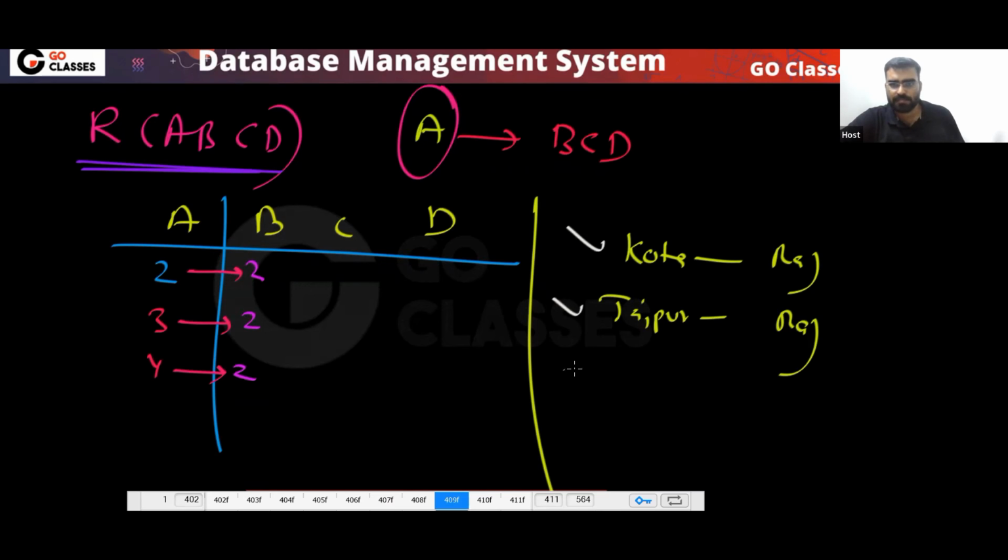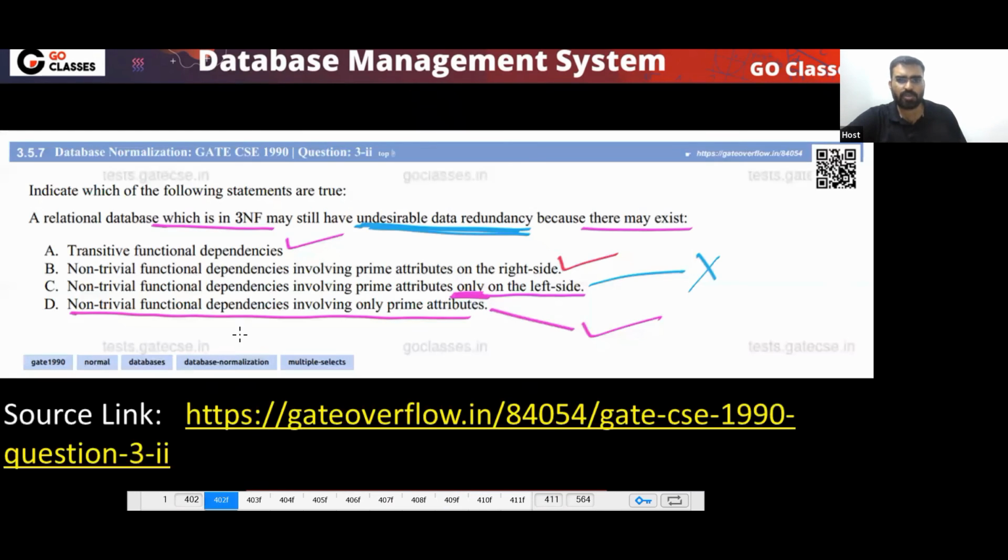Okay. Now, is this question clear? What is the answer? Which statement is true? The answer will be this is true, and this is true. Answer will be ABD. So these are some GATE questions that we have seen.